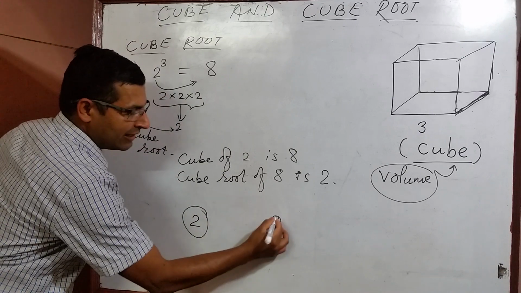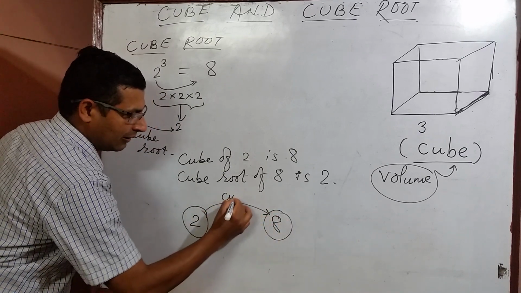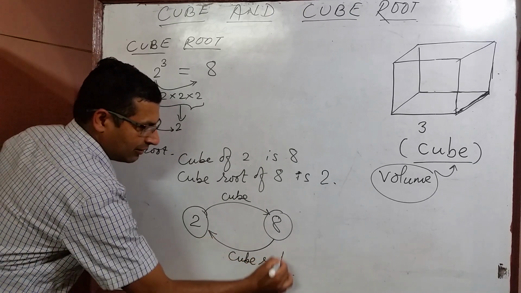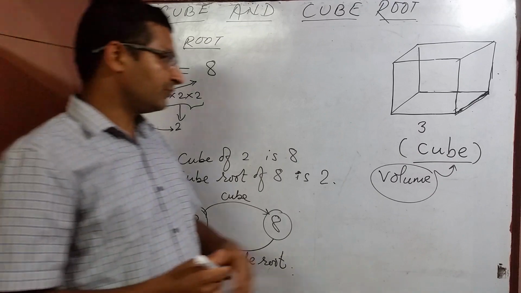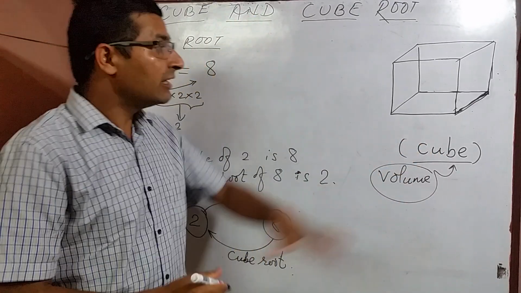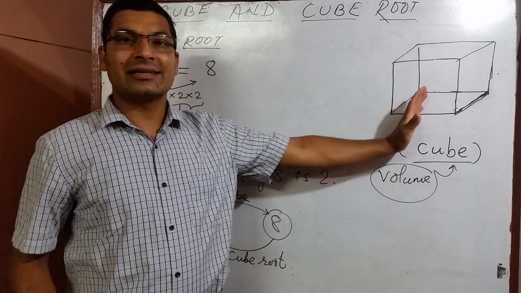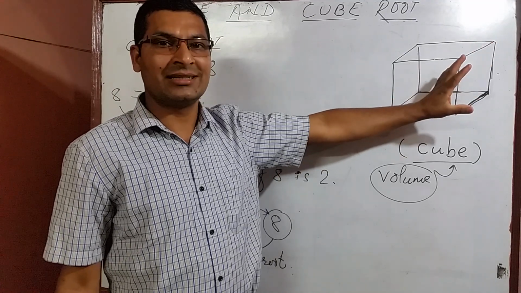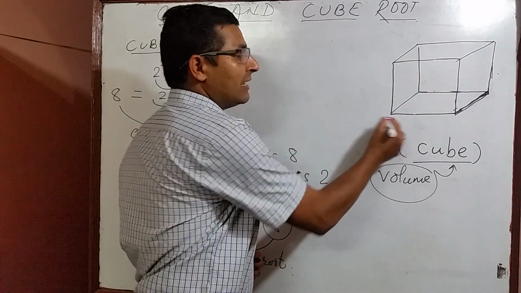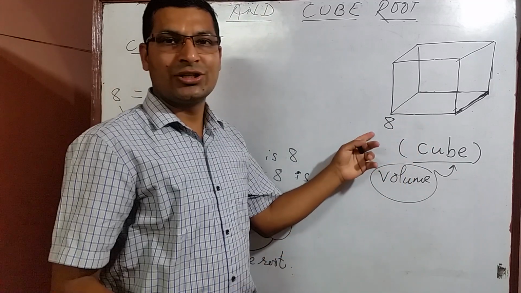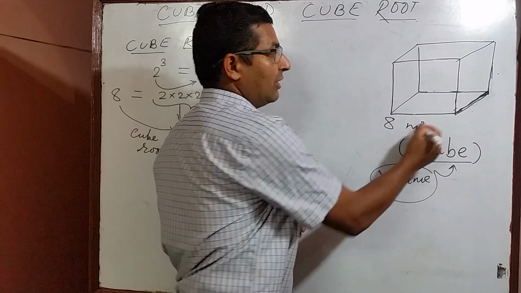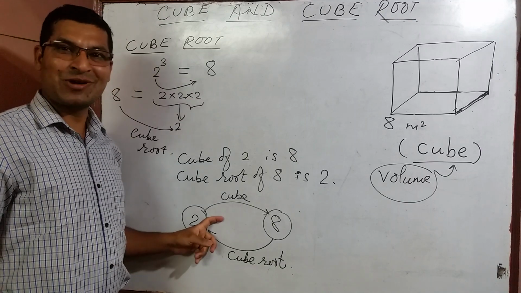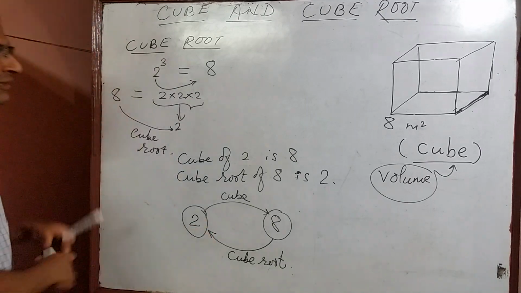So this relation can be shown like this. Here is 2, here is 8, this is the cube, and this is the cube root. We can compare here also, like this cube can be compared with the volume also. If the volume of this cubical object is 8 cubic meter, what will be the length of each side? Yes, by the same comparison we can calculate. Let's see everyone.